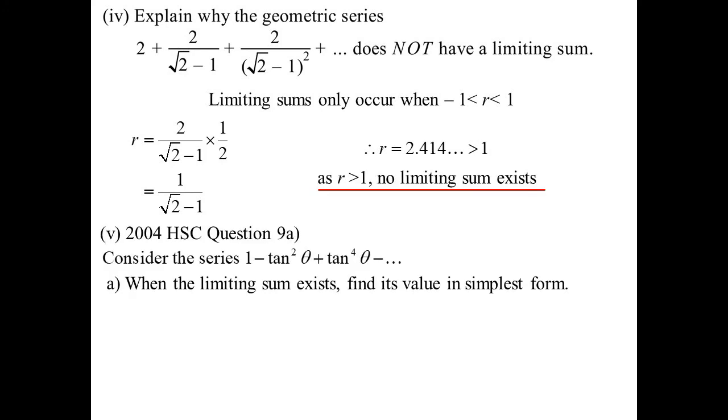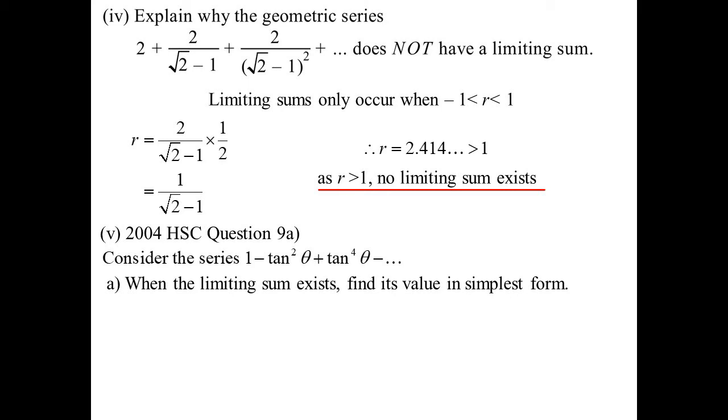This brings up this question, which came from an HSC. Similar sort of question, but a little bit more involved. Here's the series. 1 minus tan squared theta plus tan to the power of 4 theta. When the limiting sum exists, because depending on what theta is, sometimes it will exist, sometimes it won't exist. So when it does exist, find its value in simplest form.